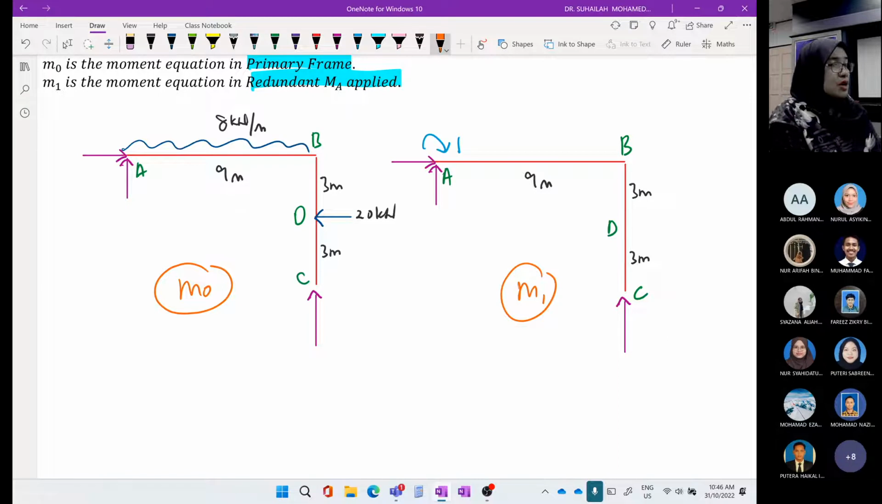Okay, be consistent. If you use symbol 1, use 1 until the end. If you want to use symbol A, MA, use A until the end. Don't mix. So we have M0 for the primary frame and M1 for the redundant frame. Please calculate for me the reactions in both the primary frame and the redundant frame.